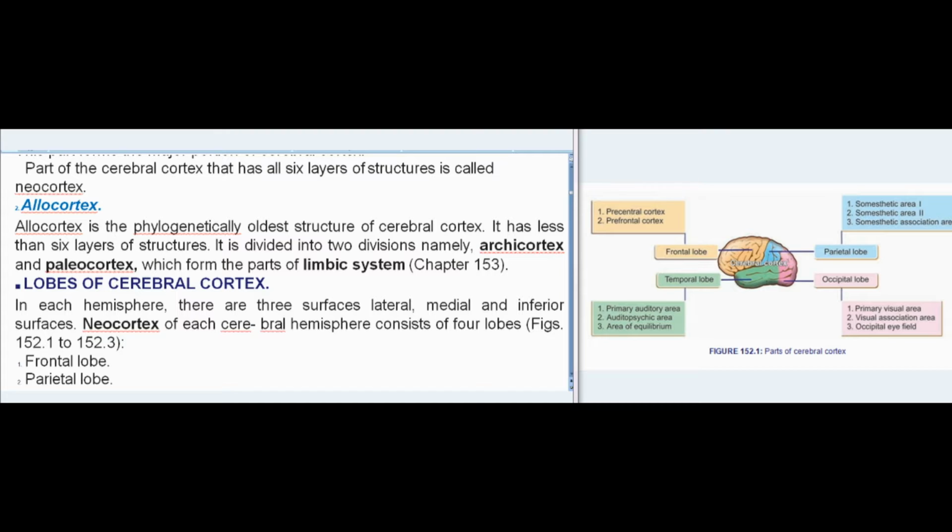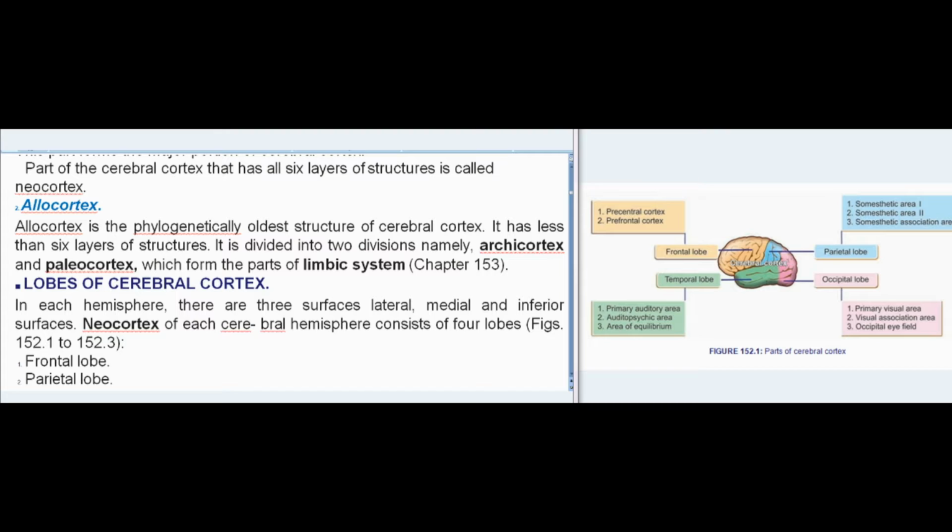Allocortex. Allocortex is the phylogenetically oldest structure of cerebral cortex. It has less than 6 layers of structures. It is divided into 2 divisions, namely, archicortex and paleocortex, which form the parts of limbic system, Chapter 153.